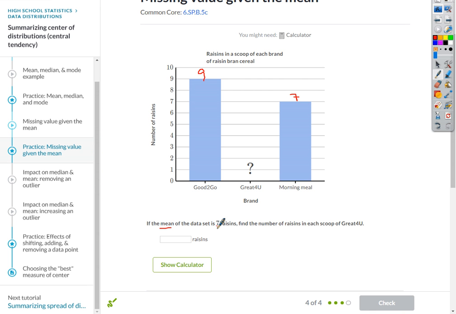The mean is 7. So that means that the average is 7, but there are 1, 2, 3 brands available. So 7 times 3 means that in total there should have been 21 raisins between the 3 brands. Now I already know that Good To Go has 9 and Morning Meal has 7, so 9 plus 7 is 16. So if I subtract 21 minus 16, all the rest of them must be from Great For You. So that's a difference of 5. So that means Great For You must have 5 raisins in its scoop.